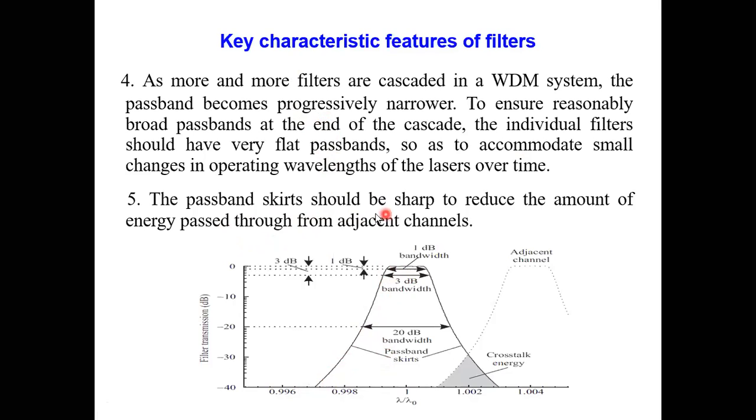Okay, so the passband skirt should be sharp to reduce the amount of energy passed through from adjacent channel. One channel will come over here. So here you will have crosstalk. In crosstalk the energy is wasted. So we want to reduce the problem of adjacent channel interference. So for that the passband skirt should be sharp to reduce this adjacent channel interference. So I have only these 5 points listed plus the points which were already listed by you. So that completes this.